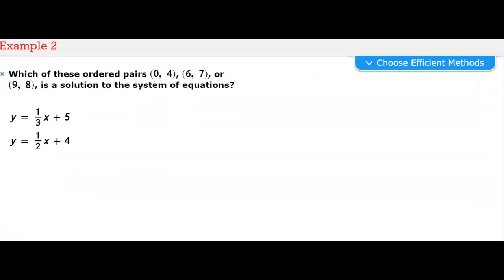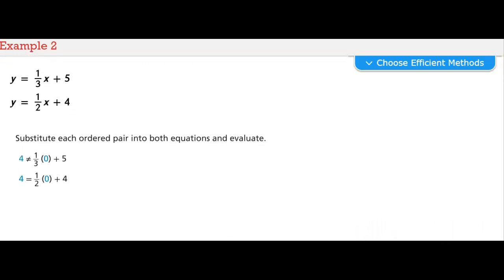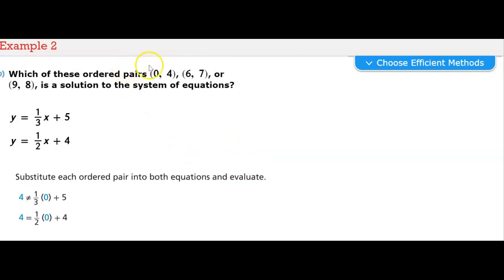Which of these ordered pairs, (0, 4), (6, 7), or (9, 8), is a solution to the system of equations? y equals 1/3 times x plus 5. y equals 1/2 times x plus 4. Substitute each ordered pair into both equations and evaluate. So you take the first ordered pair and you put it in here. Remember, this is x, this is y. So x goes here, y goes there, and then you solve.